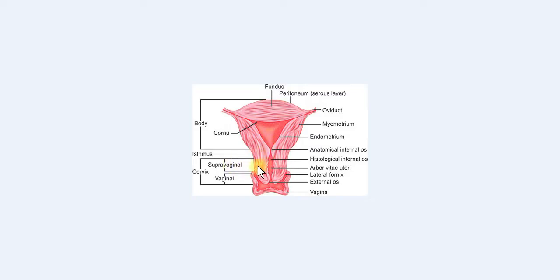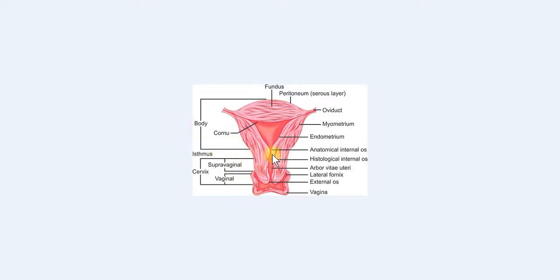This is all about the body. Now the cervix has two parts, the supravaginal and vaginal part. The cervix is the lower cylindrical one-third portion of the uterus, and it is divided into the supravaginal and vaginal parts. The part which is inserted towards the vagina is the vaginal part, while the part outside the vagina is called the supravaginal part.